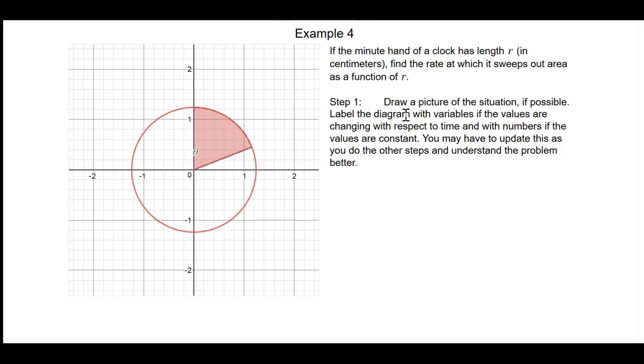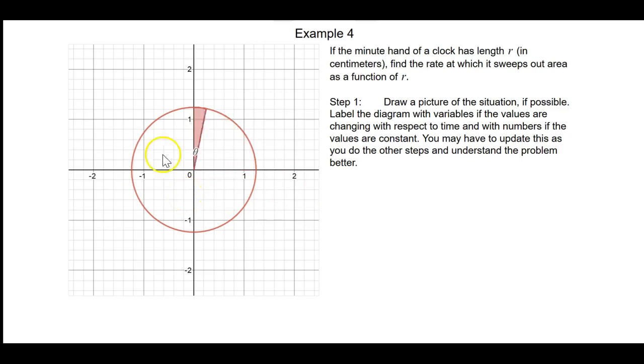And now this last example says if the minute hand of a clock has length r, find the rate at which it sweeps out area as a function of r. So this time t is not our independent variable, r is. We want to find the rate at which the area moves, but instead of expressing something in terms of t, we're going to be expressing it in terms of r, though t is still in the picture because things are moving relative to time.